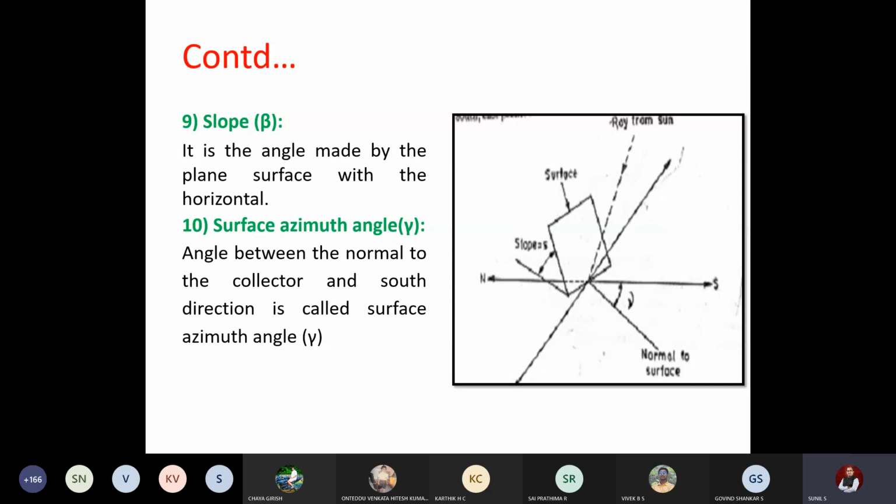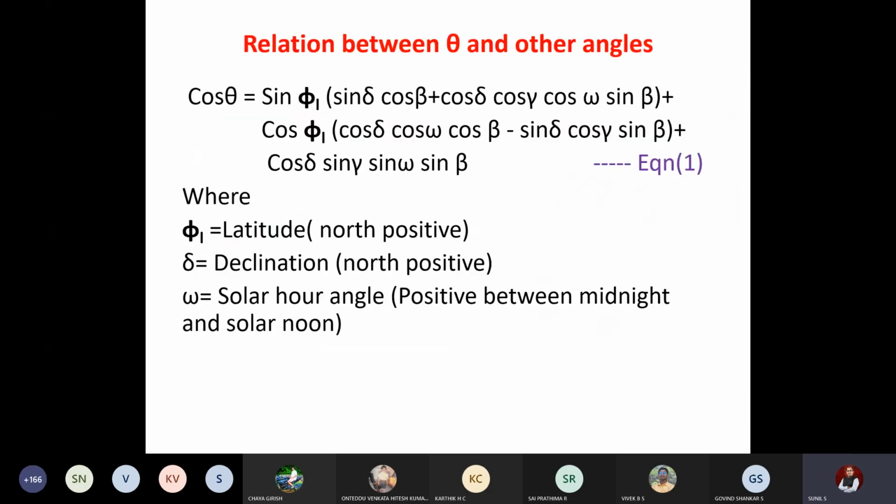So I had given you an immediate assignment so that when you write and practice, you can understand and remember well. So this is the important part that we discussed in this module: the relation between incident angle theta and other angles. Some of the important points we have noted: when phi L, that is latitude, is north, it is taken as positive. Declination north is taken as positive.